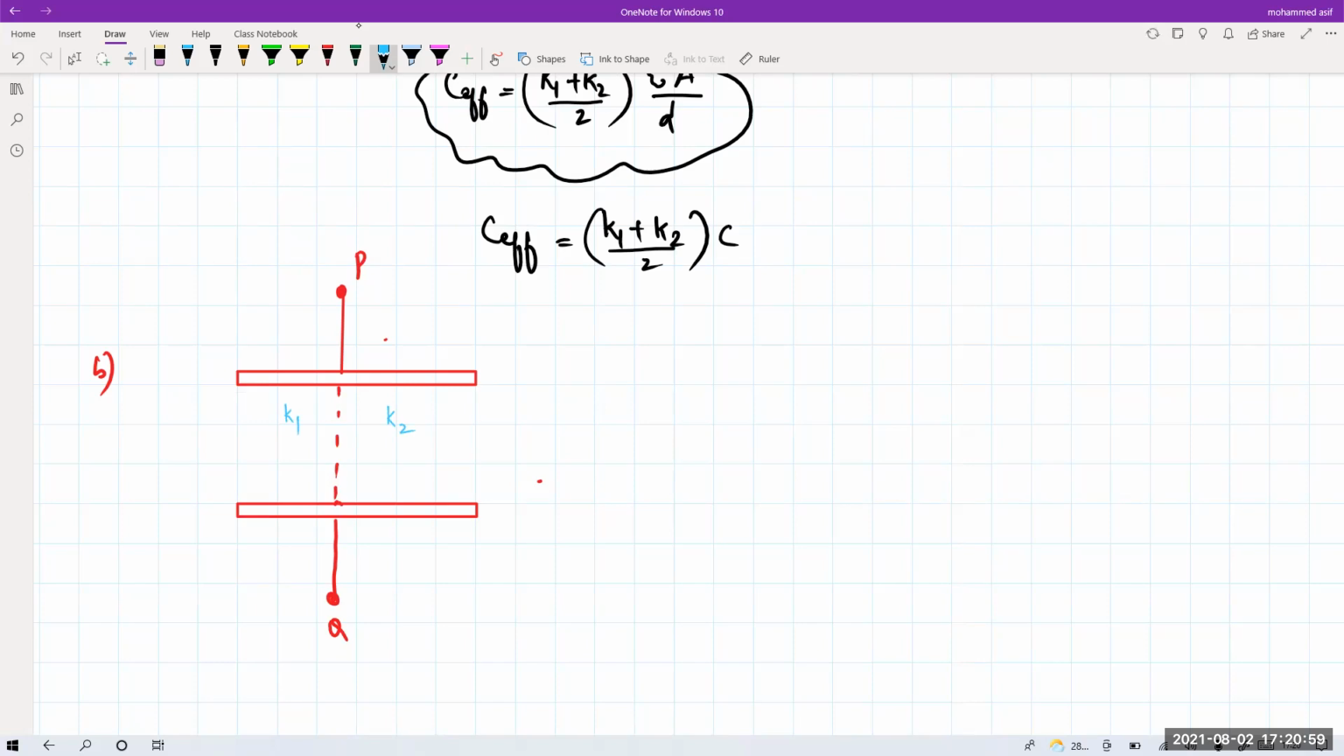Now the dotted line, I'll take it something like this. This is your K1, this is your K2. This distance is becoming half, d by 2, and this distance is also becoming half, d by 2. Area is here, area is here, there is no change in area. This is the dielectric constant K1, and this is the dielectric constant K2.